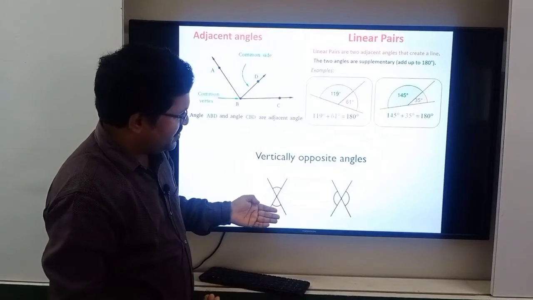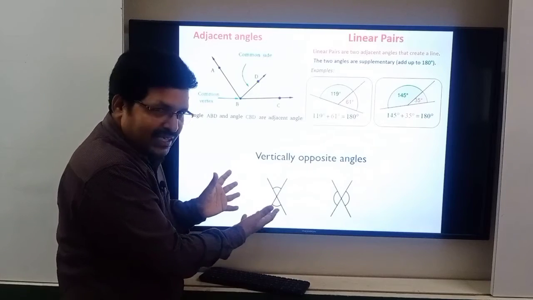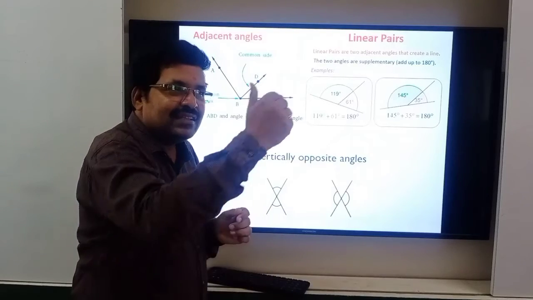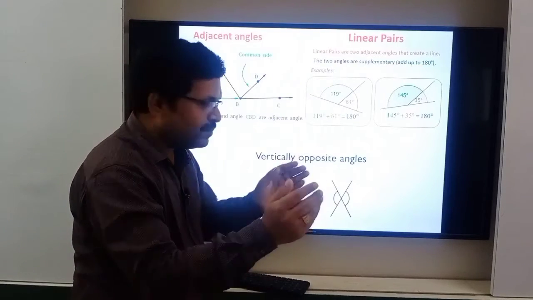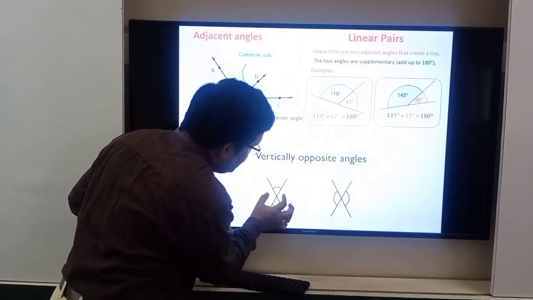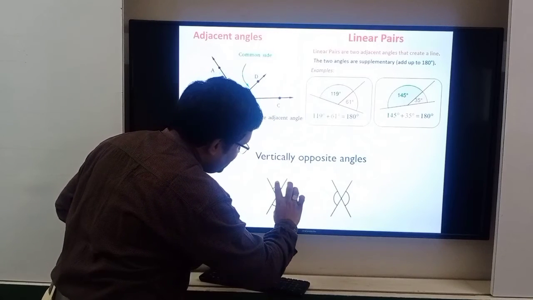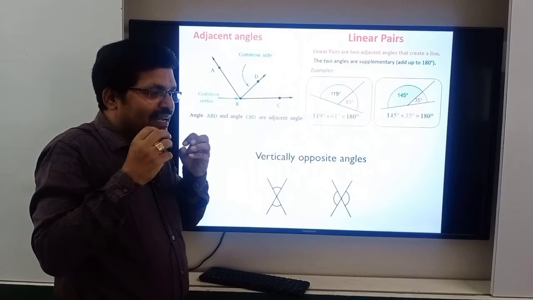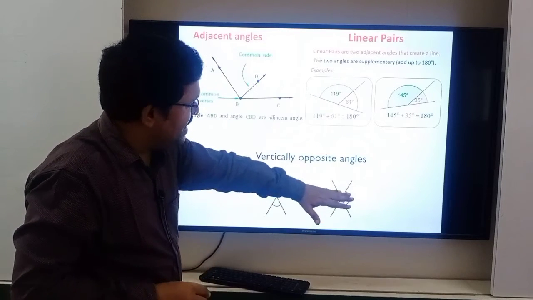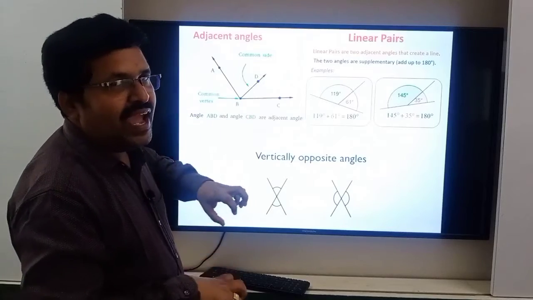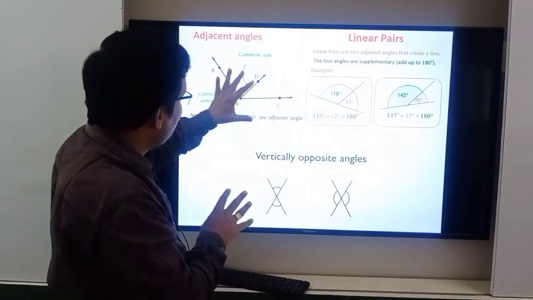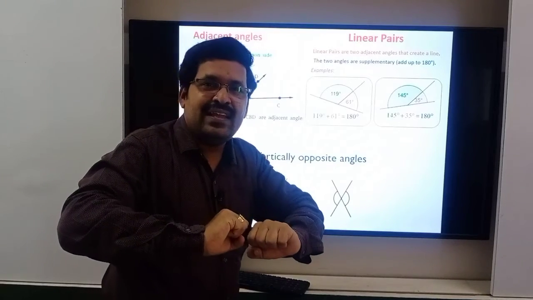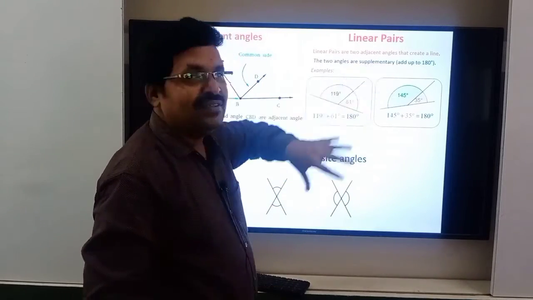These are vertically opposite angles. What are the vertically opposite angles? When two lines intersect, angles are formed. These two angles are vertically opposite. These two angles are vertically opposite angles. So whenever we say vertically opposite angles, you should imagine immediately like that. Whenever we say adjacent angles, you have to imagine like this. Whenever I say linear pairs of angles, you should imagine this way.